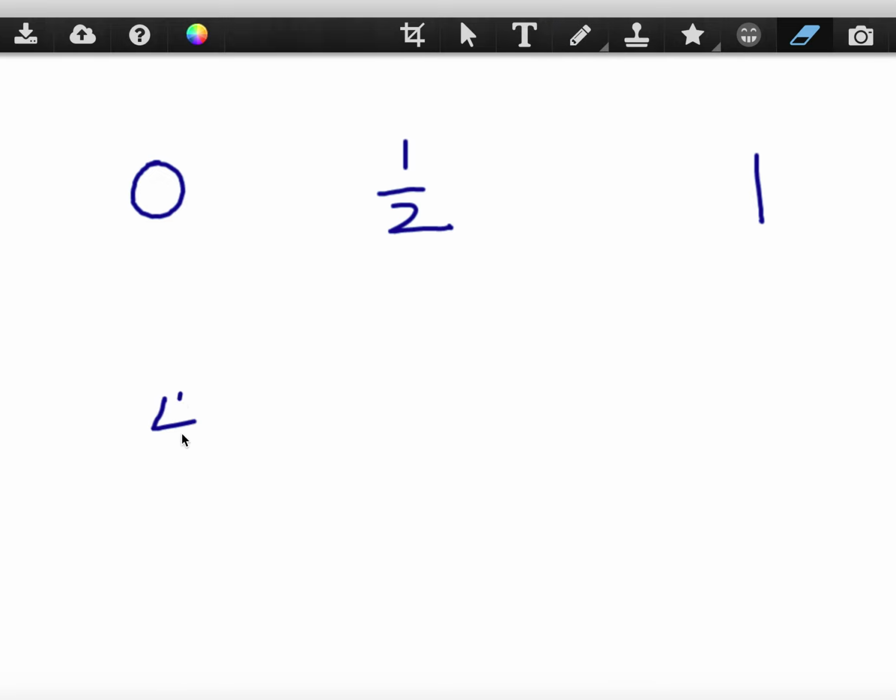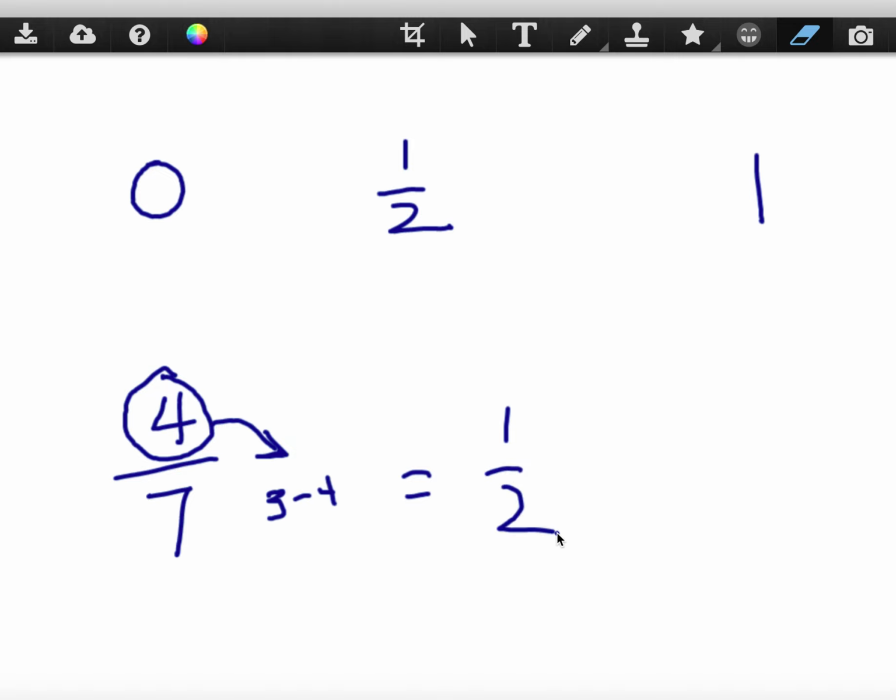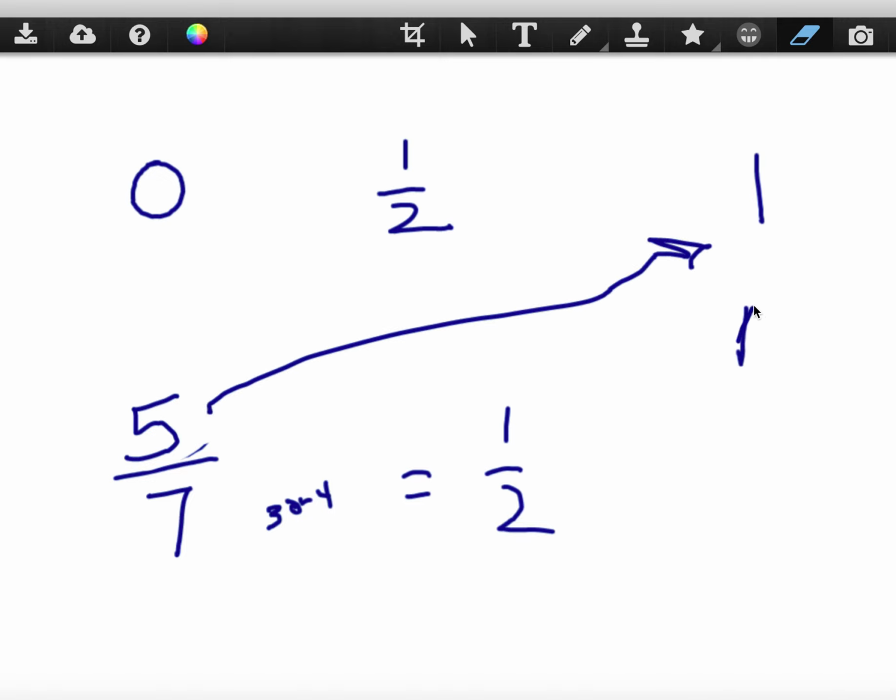Okay, let's look at 4 over 7. Well, half of 7 is about 3.5. So between 3 and 4 is about half of 7. If I look at this, 4 falls within that. So I would round 4/7 to 1/2. All right, let's look at another one. Let's say that I had 5/7. Half of 7 is 3 or 4. This is greater, so if it was 5/7, that fraction would be rounded to 1 whole.